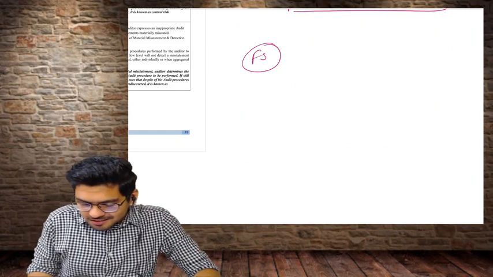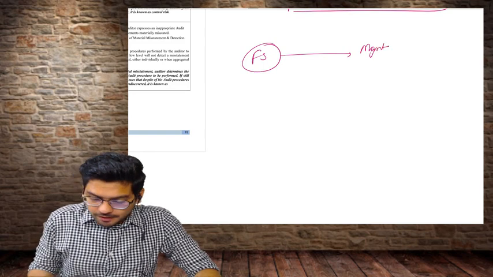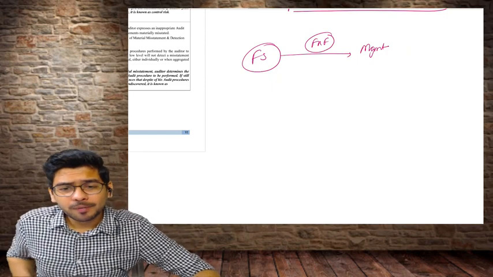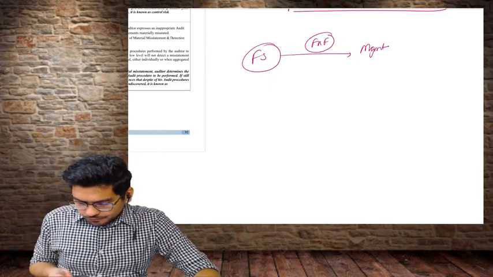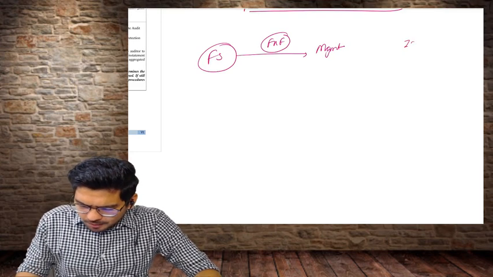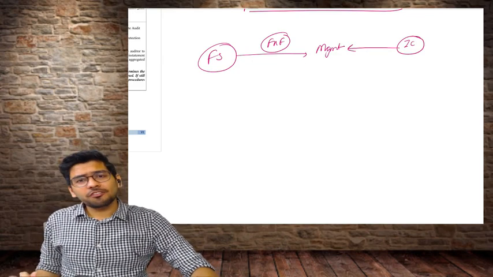Okay, this financial statement is prepared by whom? The management, and they use something called as what? FRF in preparing the financial statements. Yes, okay. Now also management implements certain internal controls. Now internal controls again is the responsibility of management.